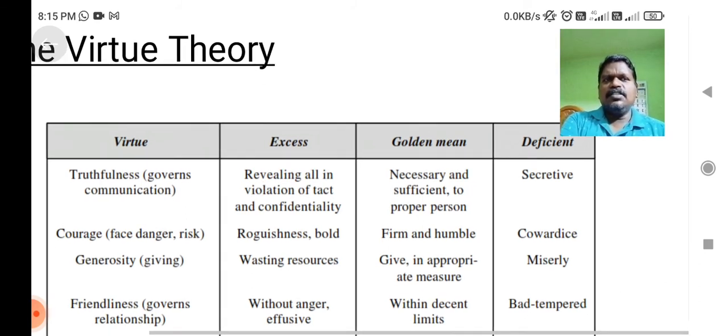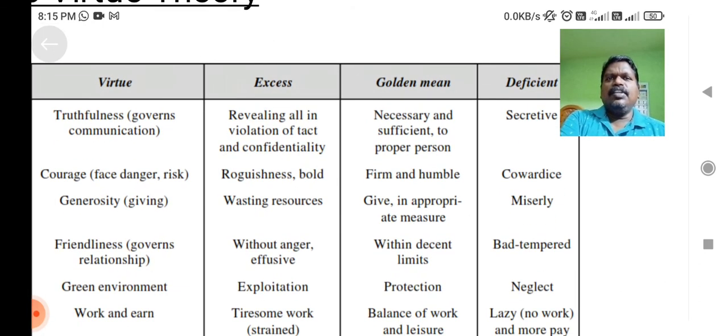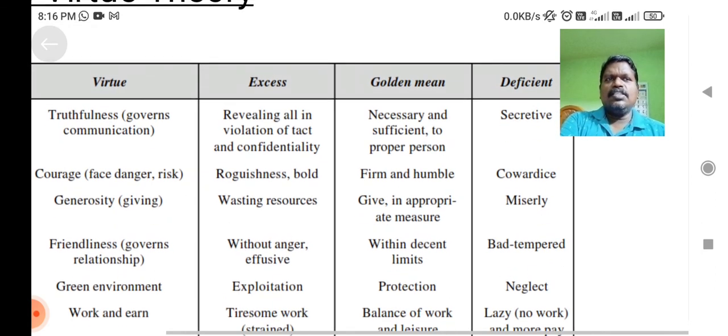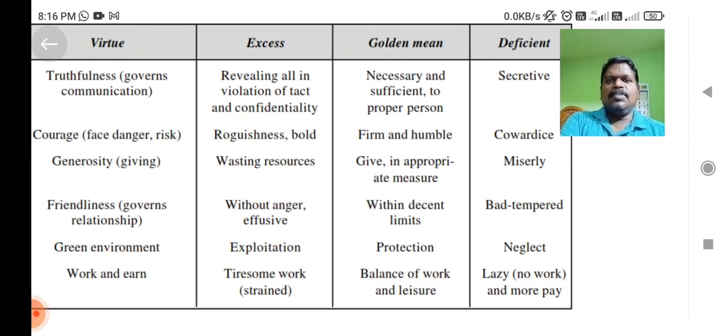Then deficient is secretive. If you take courage as a virtue, ruggedness and boldness are excess, firmness and humility are the golden mean, and cowardice is deficient. In a similar manner, if you take work and earn as a virtue, then tiresome work is excess, balance of work and leisure is the golden mean, and laziness is the deficient. That's about virtue theory and its uses.